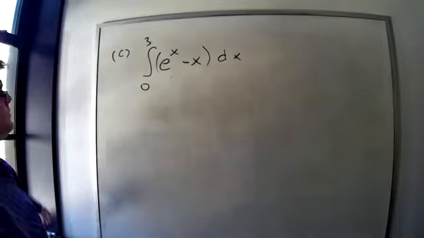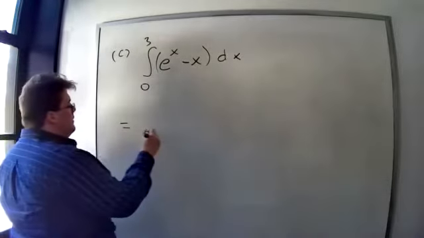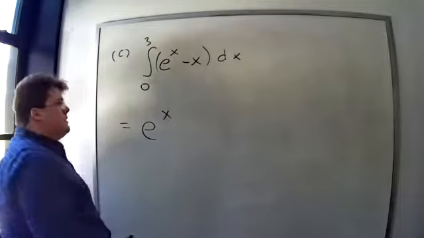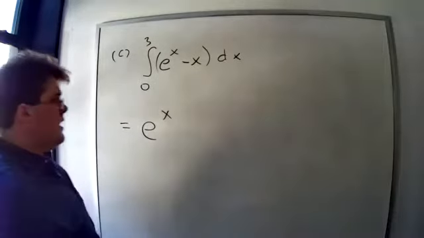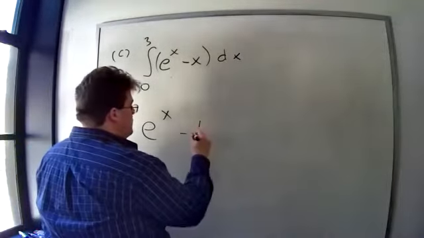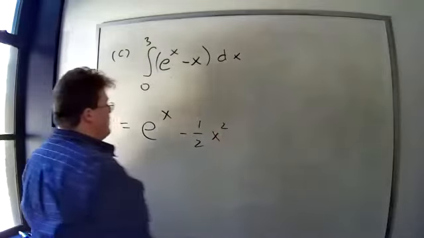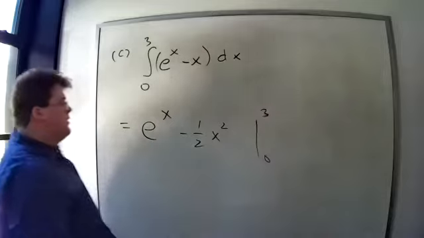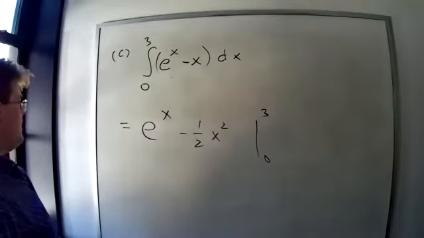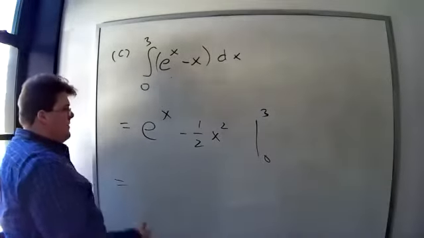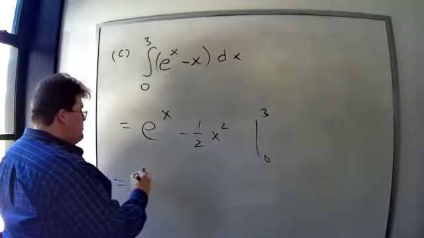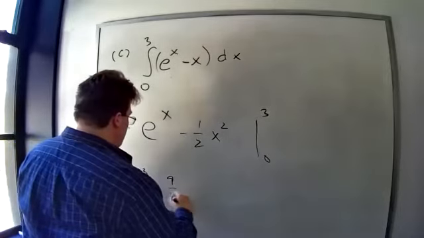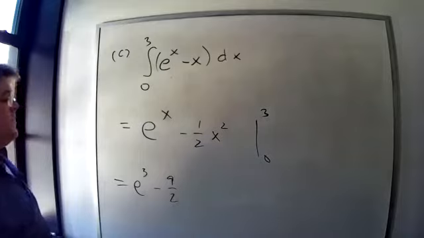But what do we have here? We need a function whose derivative is e to the x. The derivative of e to the x is e to the x. And for that x, we use the power rule. 1 plus 1 is 2. So minus a half x squared. Evaluate this 0 to 3. And what do we get? Substitute 3, you get e cubed minus 9 halves.